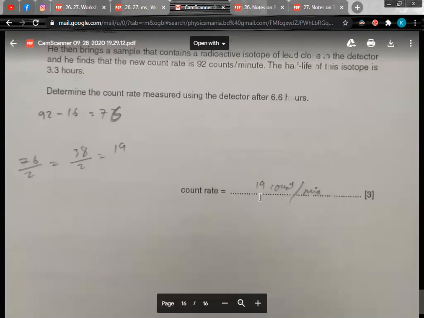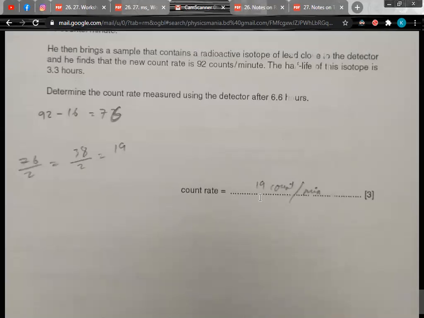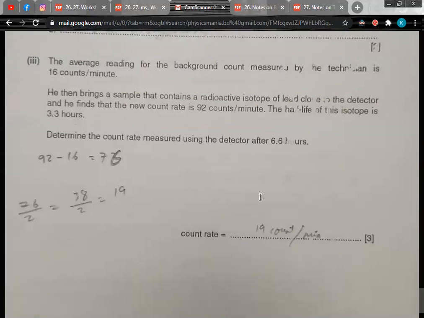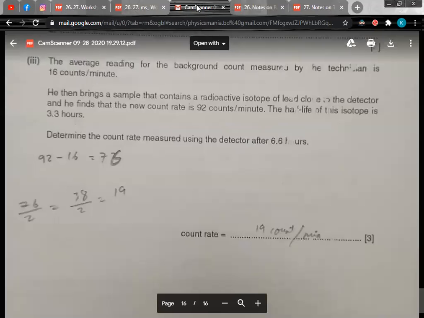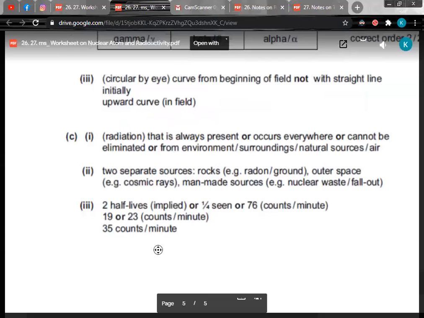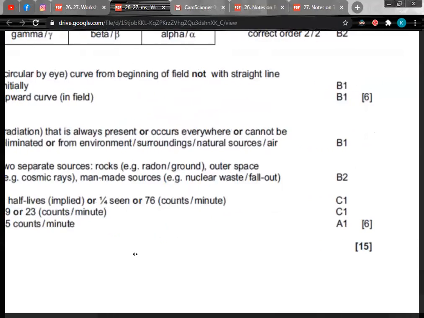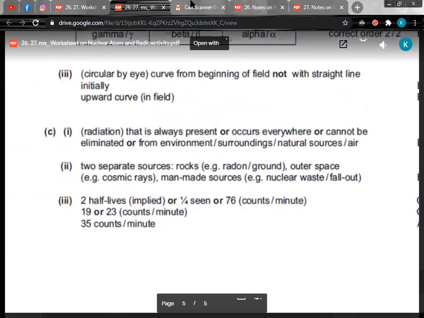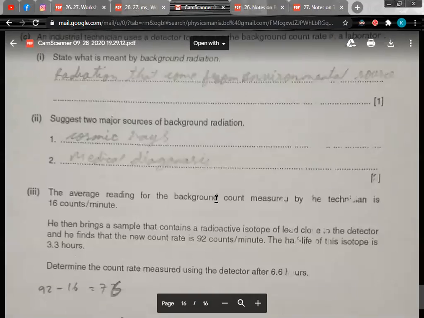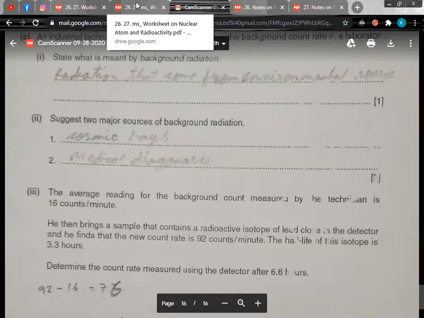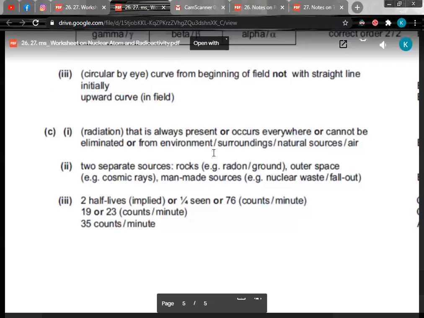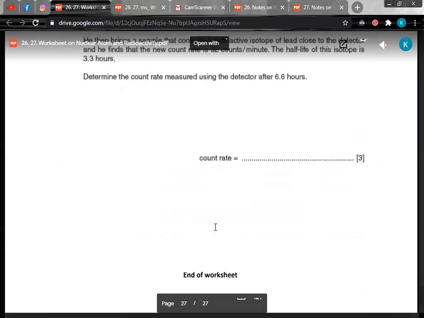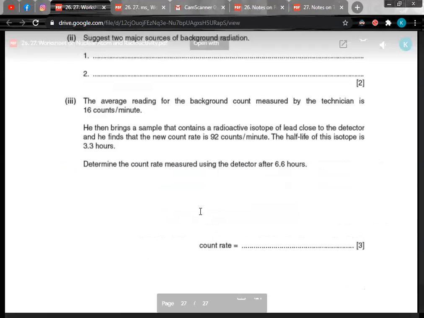Yeah, continue. Yes, sir. End of worksheet. Not yet. Check with the mark scheme all this quickly. It shows 35. So you did it wrong. Yes, sir. Two separate sources. Like here, I gave medical diagnosis. Show me the main question. Here it is, sir. Yeah, go down.